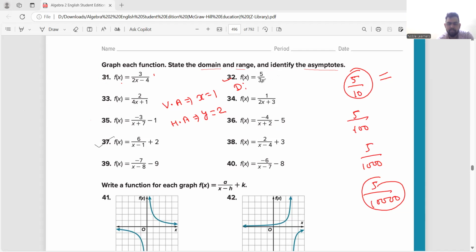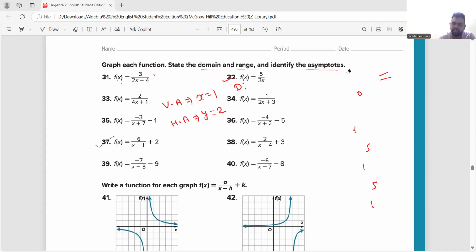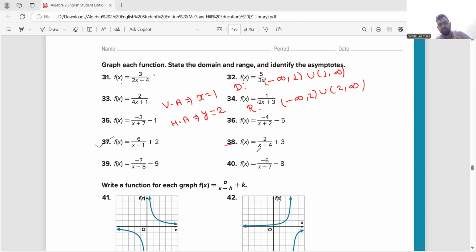Tell me the domain. What do we exclude from the domain? Negative infinity to 1, union 1 to infinity. Yeah, correct answer. Perfect. Tell me the range. Negative infinity to 2, union 2 to infinity. Correct. Try question number 38, 39, and 40.